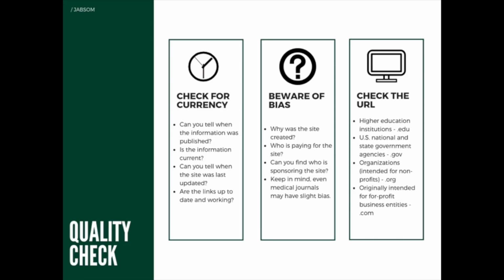And then finally, check the URL. This, for me, is the quickest way of deciding whether or not I want to look at a website. So if it's from an institution of higher learning, it'll end in a .edu. So JABSOM's website ends in .edu. A lot of medical clinics, if they're associated with a teaching hospital, so UCSF, it'll end in a .edu. And a .gov website means it's being sponsored by the government, so the National Institutes of Health would be an example of a government website.